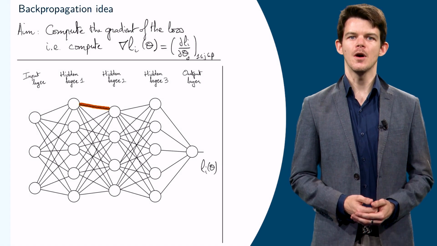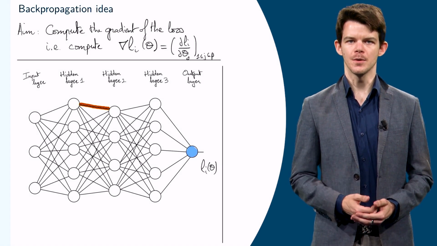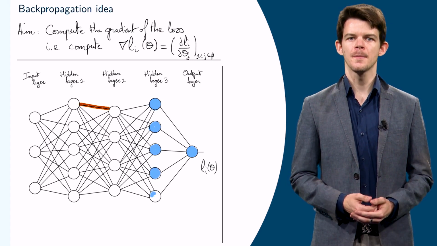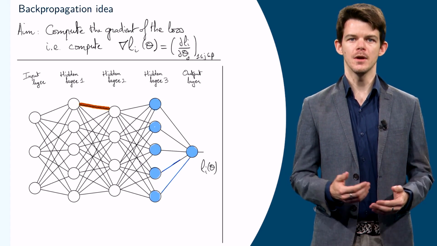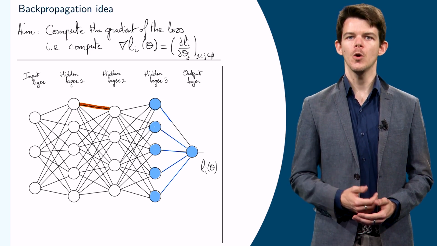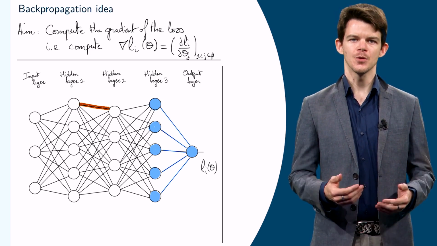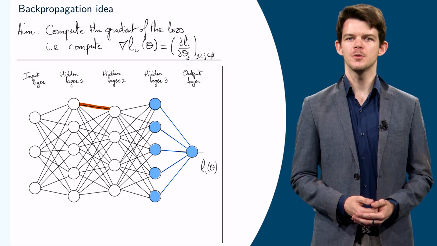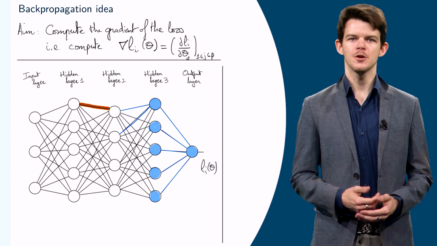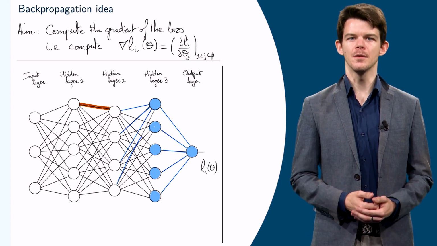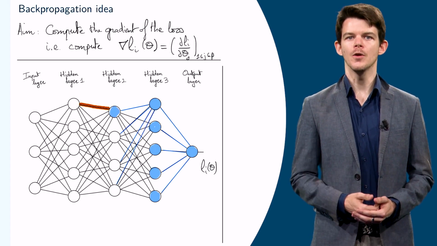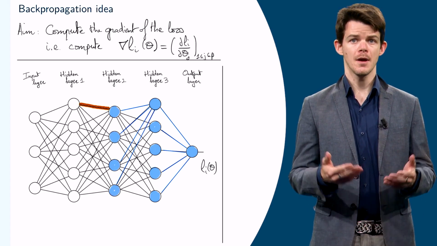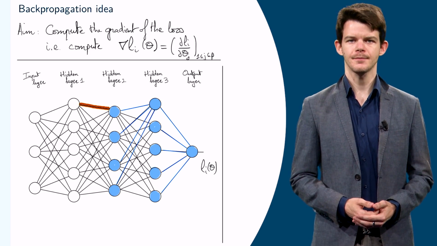So the loss depends on the output unit at the end of the network. The output unit depends on all neurons of the previous layer that are connected to it, that is this one, and all connections in blue. So the loss depends on all connections between the third hidden layer and the output unit. Then the output of this neuron, which has an impact on the loss, depends again on all connection parameters that are connected to it, that is this one, and so on.